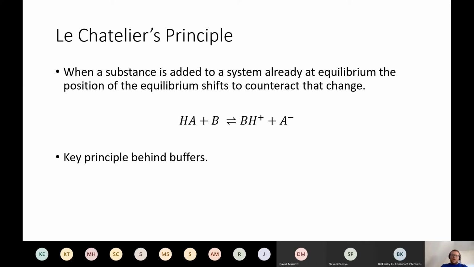So what that means is, if we take this generic acid-base equation again, if you added more A minus to the system, so you increase the concentration of A minus, because the system's at equilibrium, the reaction will shift in the direction towards the left to reduce the concentration of A minus and to increase the amount of HA that you have and B plus. And this is the key concept behind buffers.